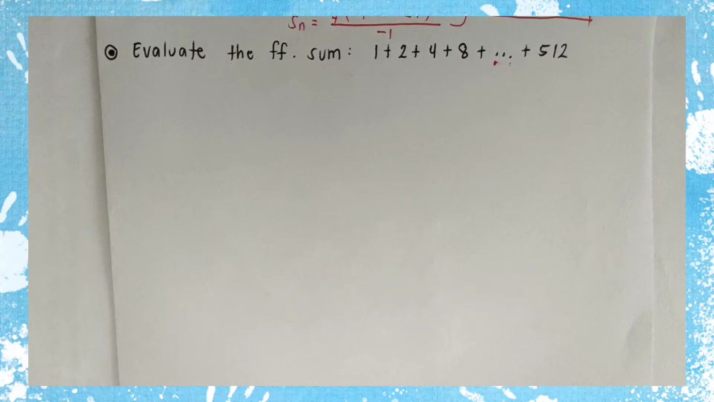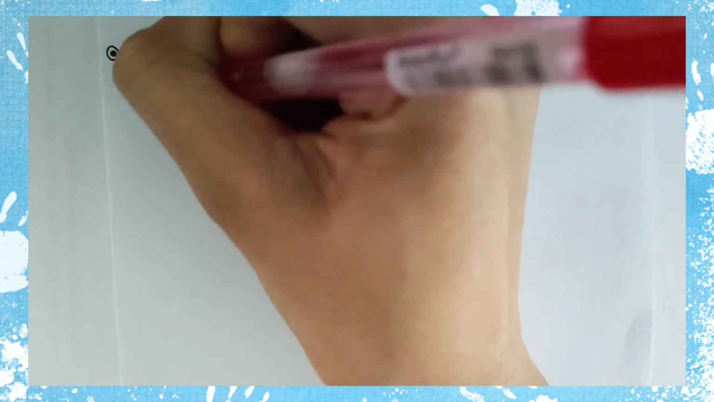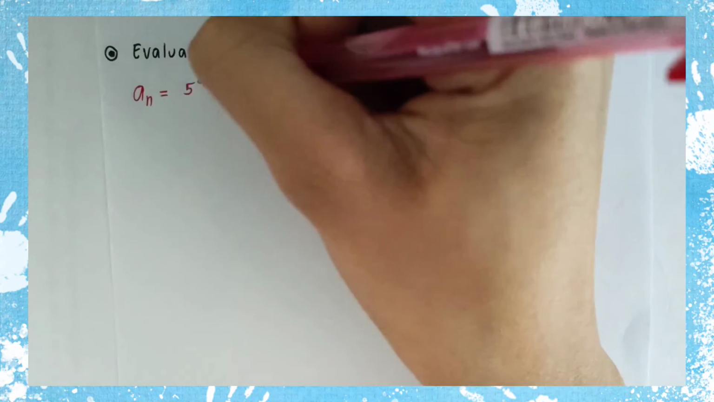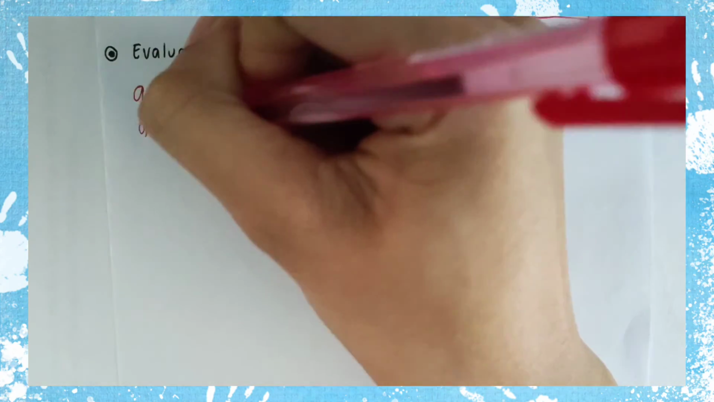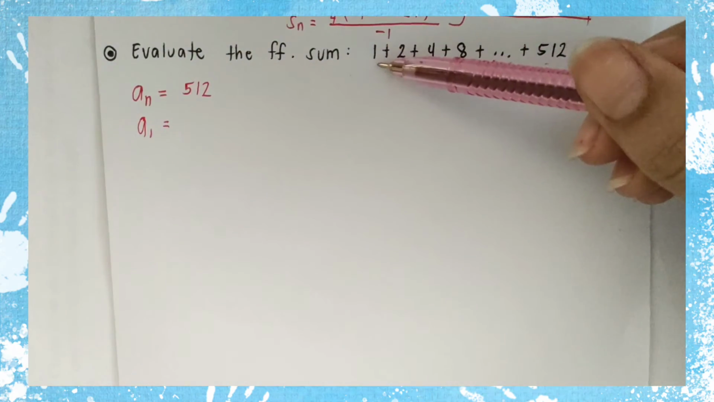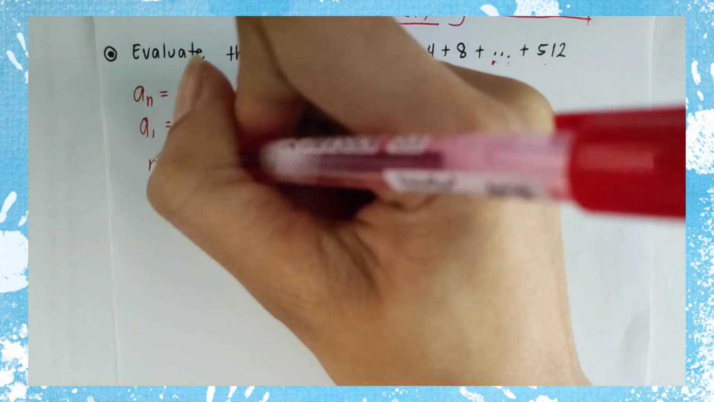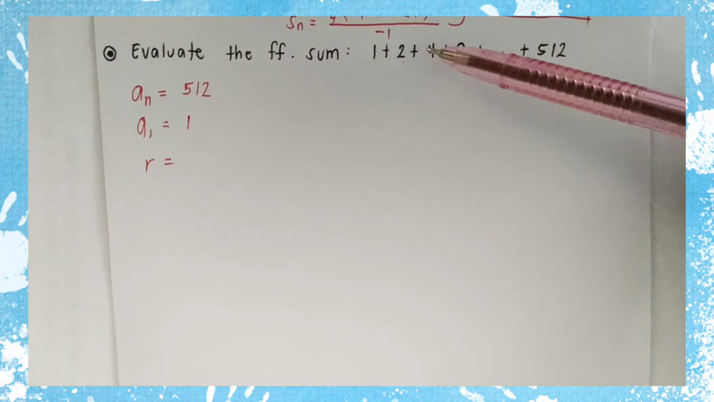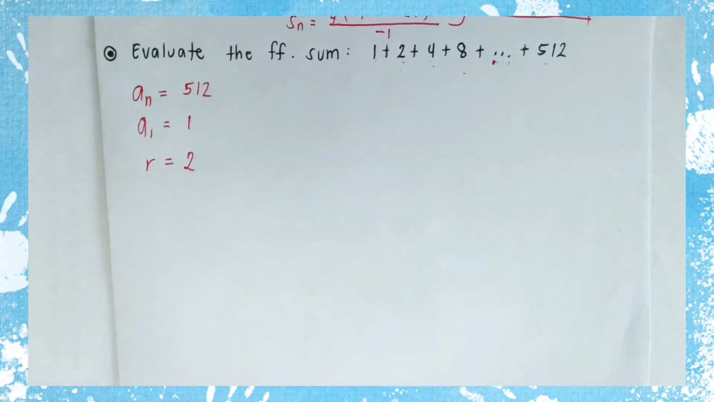Let us write first the following. Our last term or the nth term here is given, which is 512. So let us write. Next, our first term or a sub 1 is equal to 1. And then the common ratio or r is equal to 2 divided by 1 is 2, 4 divided by 2 is 2, 8 divided by 4 is 2, meaning to say the common ratio is 2.